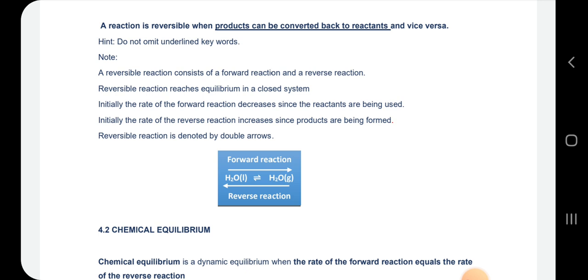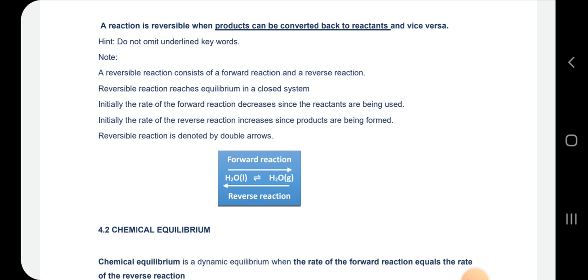Initially, the rate of the forward reaction decreases since the reactants are being used. One thing you should know, let's look at that blue box. We have H2O in liters. What you have to know is that when you're trying to increase H2O on the left-hand side, it will not increase, right?